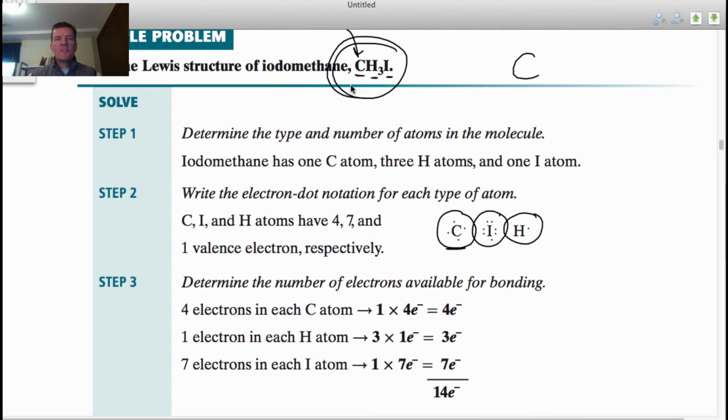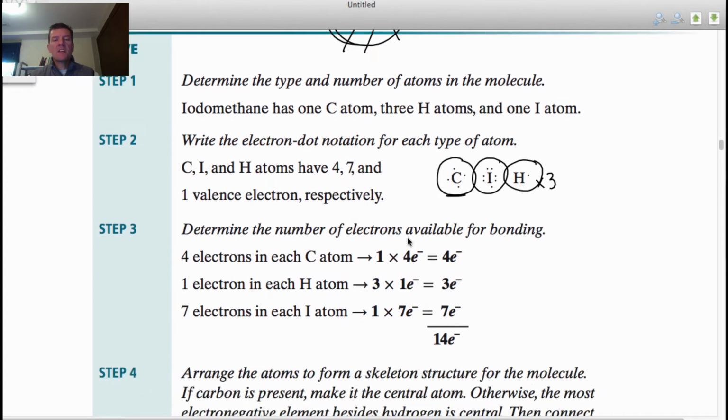In our formula, you'll notice that we have 1 carbon. See this 3 here? This 3 right after the H means you actually have 3 H's. So there's going to be H times 3 here. And we have 1 iodine. So all we're doing right here is taking the hydrogen and multiplying by 3. So we're actually going to have 3 of these hydrogens.